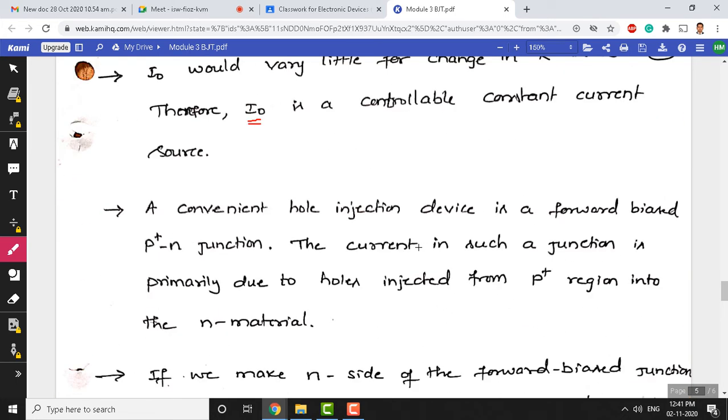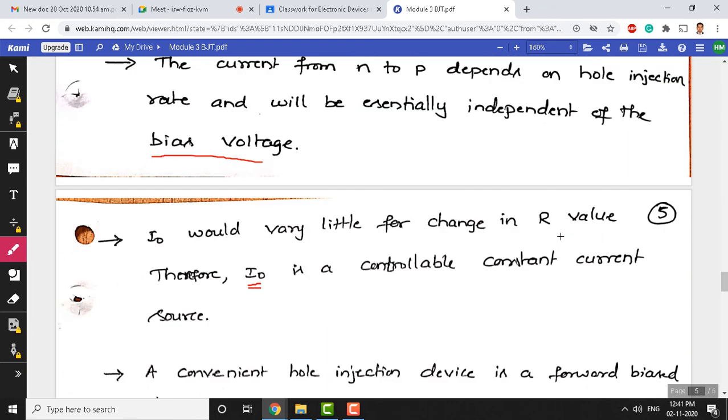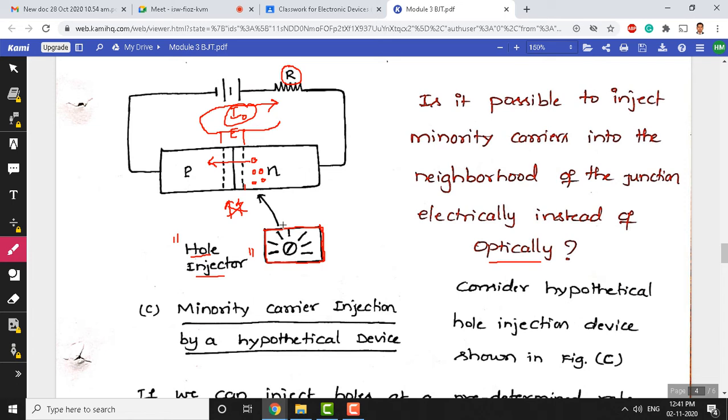Okay. Now you can see a convenient hole injection device. You may be asking a question here: what is this hole injection device? Now we are going to discuss this. What is this hole injection device? It is nothing but a forward biased p-n junction.